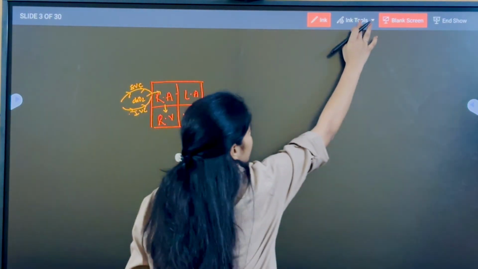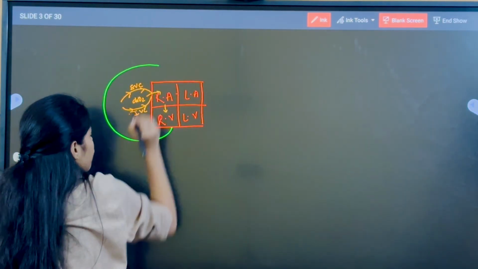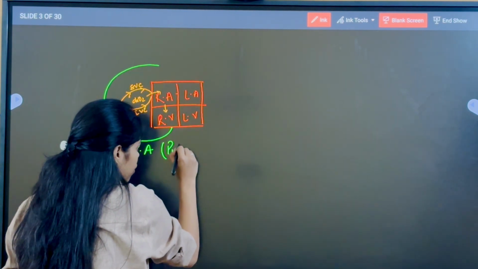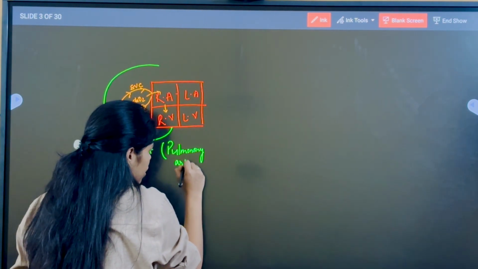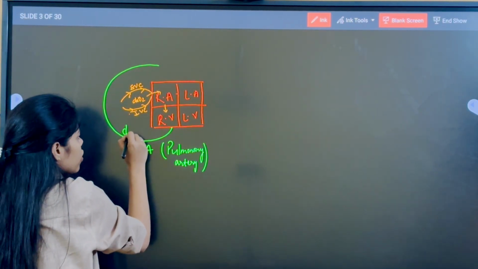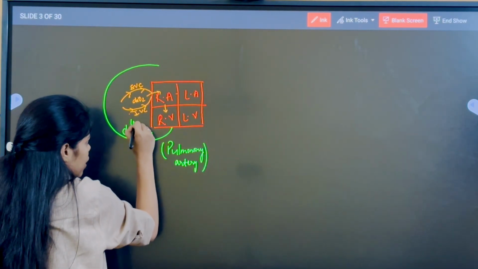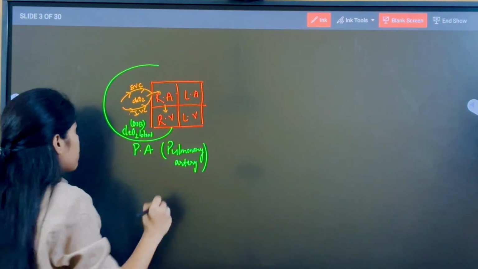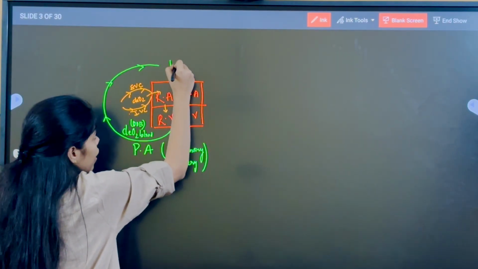From the right ventricle, we have the pulmonary artery. From the pulmonary artery, the deoxygenated blood, which we can also write as DOB, that is deoxygenated blood, goes towards the lungs.